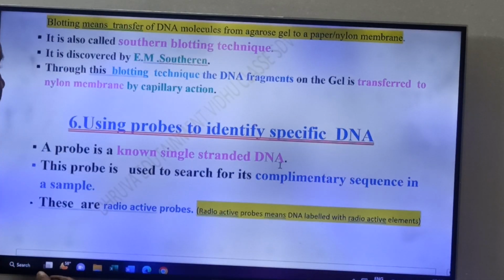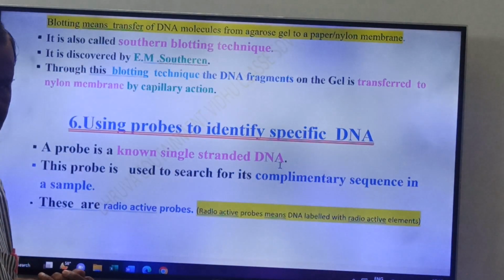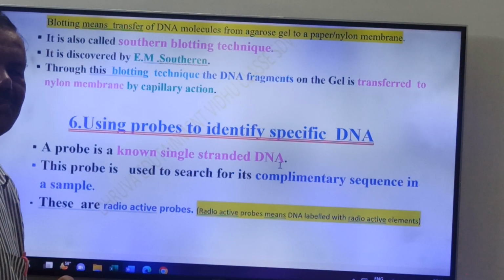Now come to the sixth one, friends. Using probes to identify specific DNA. Friends, what is a probe? A probe is a single-stranded DNA.